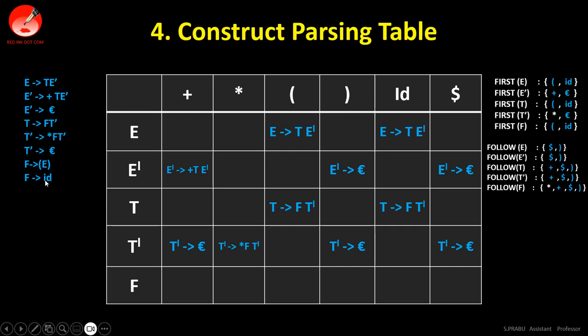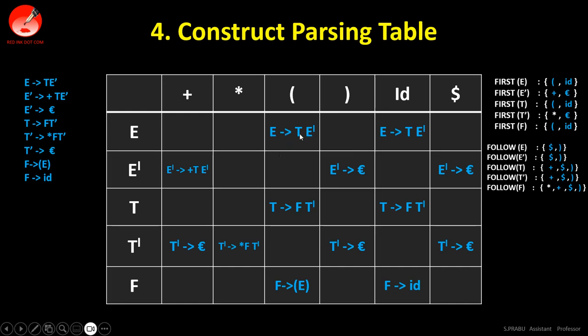Capital F has two rules, and the first of F is open bracket and ID. So in this open bracket you can write the first rule, and in this ID you can write the second rule of capital F. So in this way you can fill the production rules available in the grammar with the help of first and follow. So the constructing the parsing table step is over.